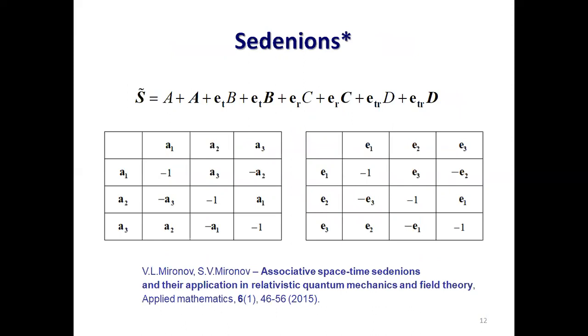Some words about sedenions. The 16-component space-time object can be constructed using the algebra of Hamilton quaternions. In this case, A and E basis elements are imaginary units. The squares of these elements are equal to minus 1. You can obtain more information about these objects from our paper, which was published in Applied Mathematics.